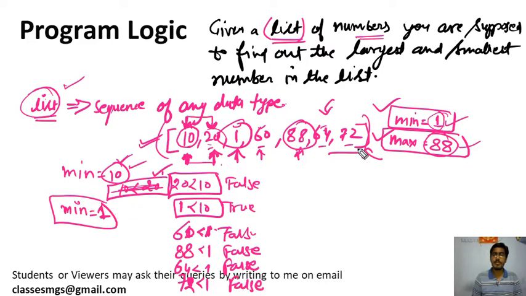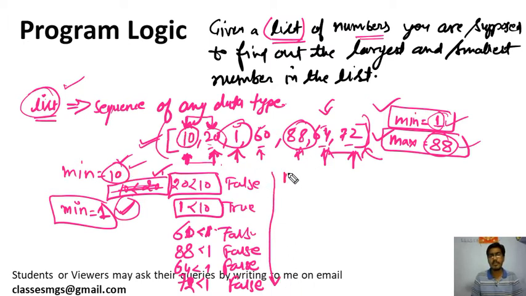At the end of this list, when all the elements have been checked, what is the minimum value? It is 1. This is how we do the comparison. Now let's suppose the same thing for the maximum.